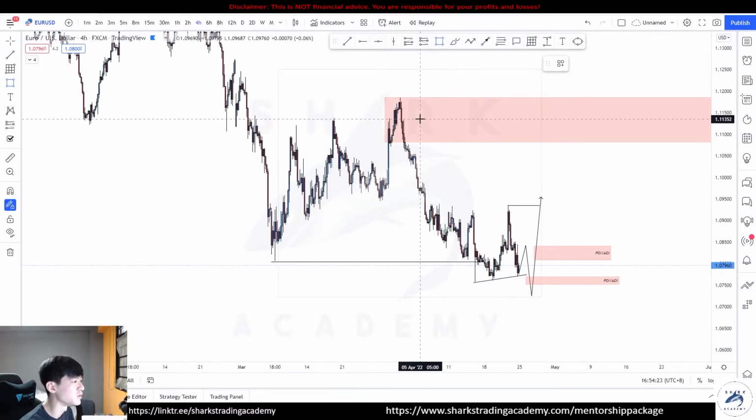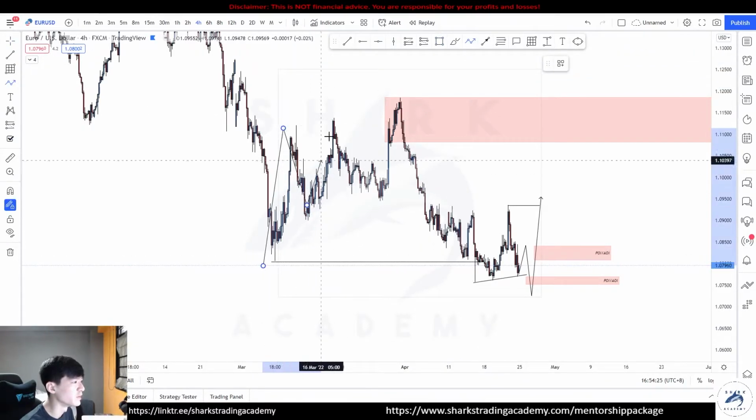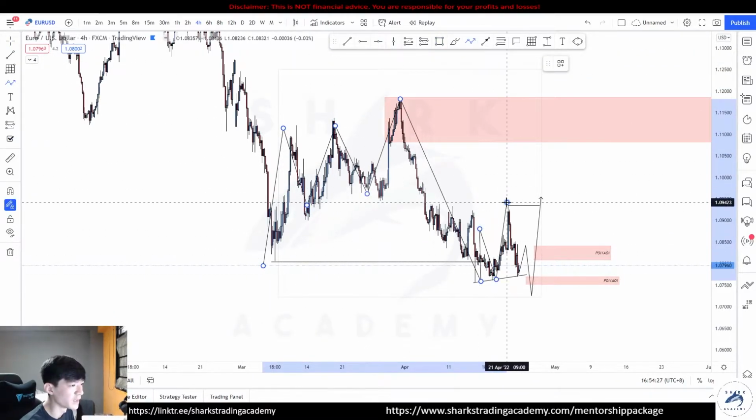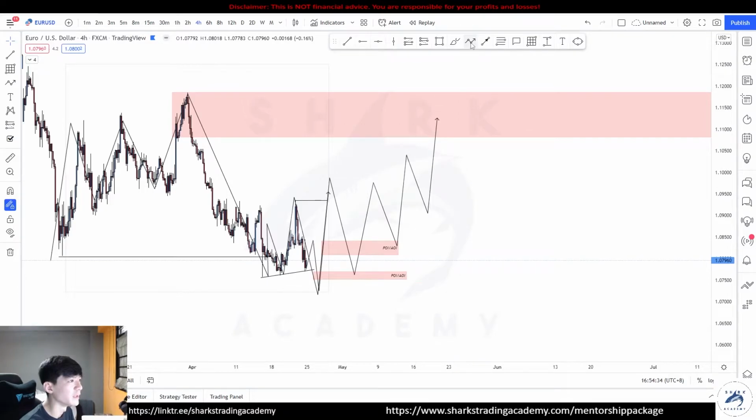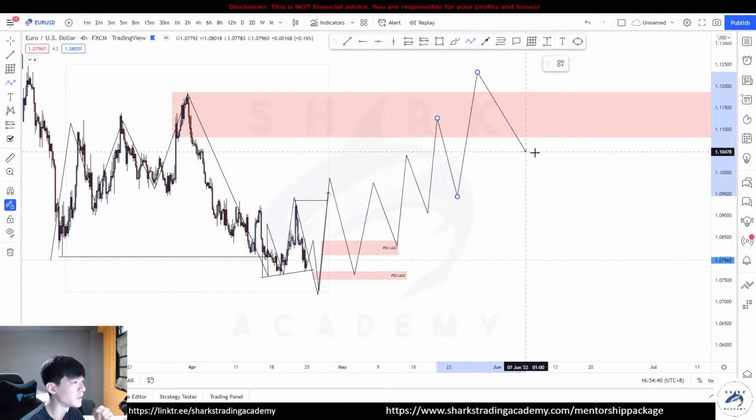Because you can see this is a huge structure, right? Over here, we have this move, then we break down. And then if we see this change of character, we can expect buys into this supply. And then whether or not this supply fails is another thing. What can happen over here? One, we expect a mitigation, a breakout. Then now we are bullish. We're going to look for buys.